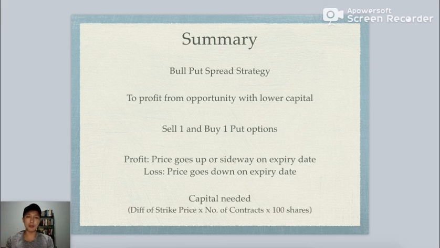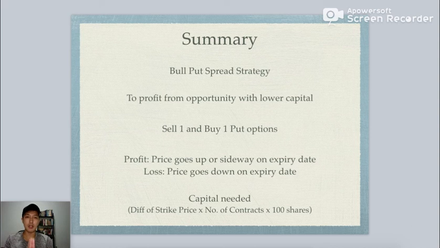Always work out your capital. Just remember how much capital you need: it's the difference between the two strike prices, multiplied by the number of contracts you are doing, multiplied by 100 shares. That's the amount of capital you need for this particular position. I hope this strategy is useful because it opens up a lot more opportunities for you to test and make money on big and expensive stocks in the market, especially when the capital is small.